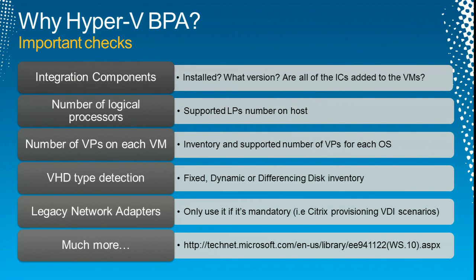And then many more. So if you're interested in seeing what other items are being cached or reported within BPA, either look at the TechNet article we talked about, or just run it and see what items are being reported. Look at the compliant and non-compliant, and you'll see all of them.